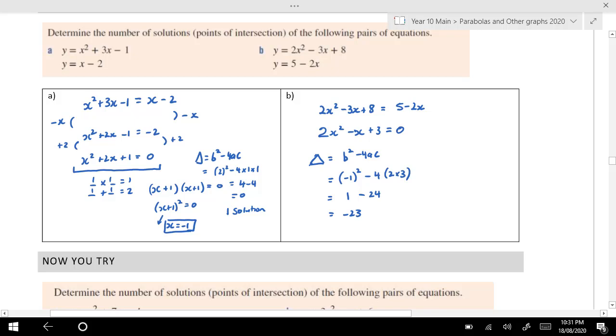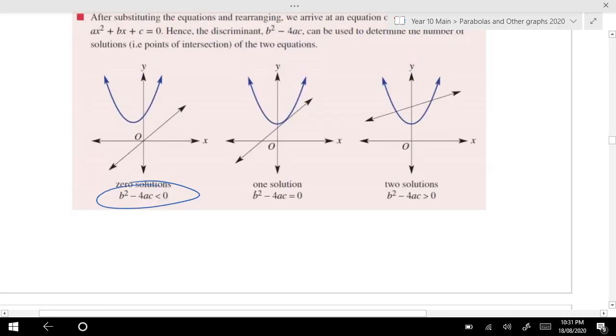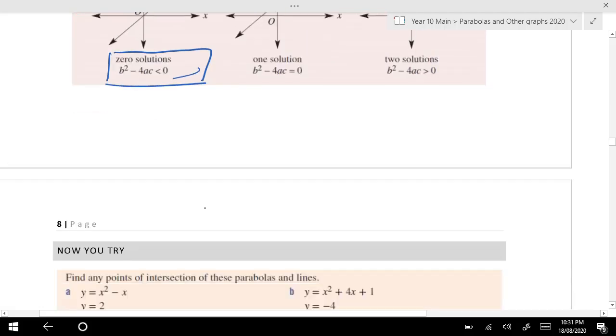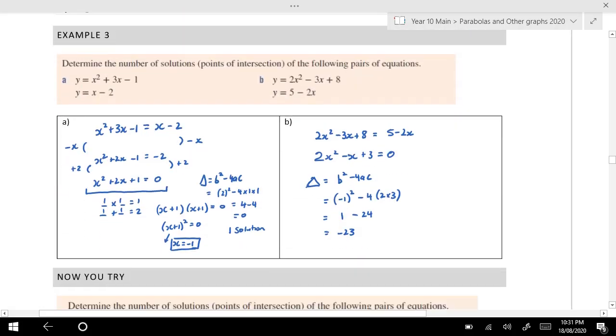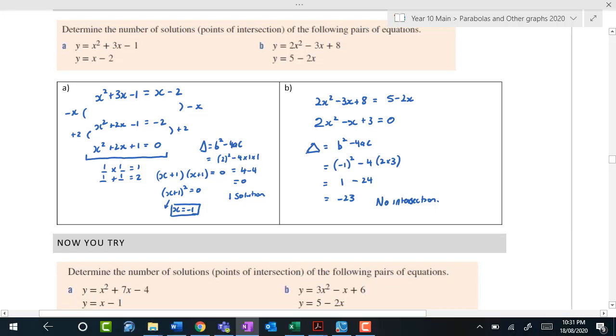What does that equal? Well, you can have a look up here. We're going to have to remind ourselves that if it's less than 0, there are 0 solutions, which means that there's no intersection at all. Okay, and I'm going to show you one last time. So there's no intersection. If I sketch that in my CAS calculator, you should be able to see that they don't intersect anymore. Let's have a look.